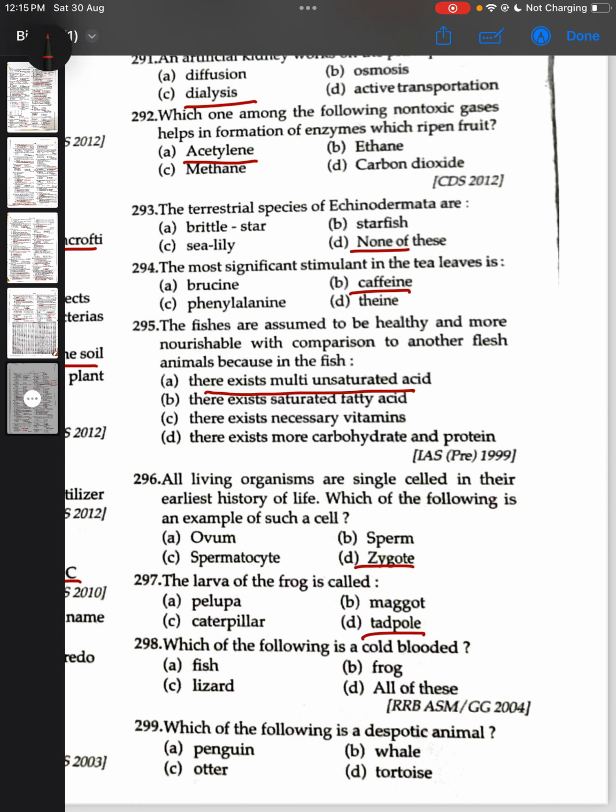Which of the following is cold-blooded? All of these are cold-blooded. Which of the following is a despotic animal? Out of these, the correct answer will be tortoise, but the most suitable answers are wolves and hyena.